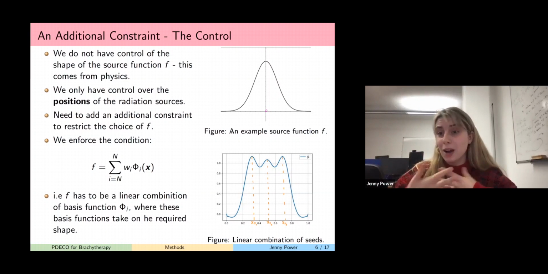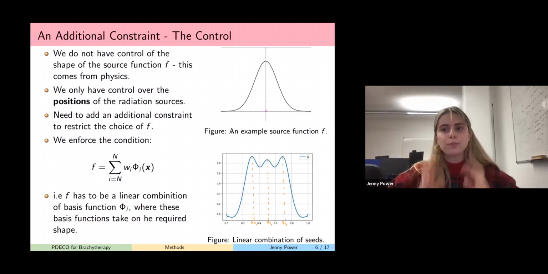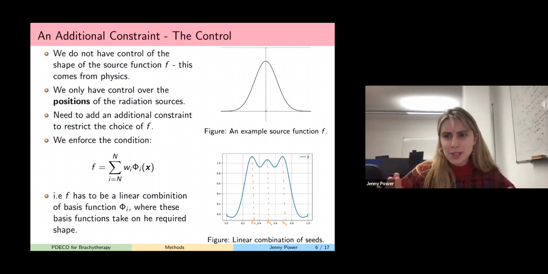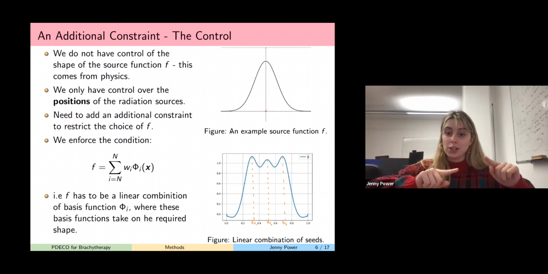Going forward, I will use Gaussians because it's the closest physically. I think empirically they measured it to be some sort of weird radial quintic thing, but Gaussians is an okay enough approximation, so we're going to go with that. Basically, whatever radiation source I get has to be some sort of linear combination of loads of Gaussians in different areas.